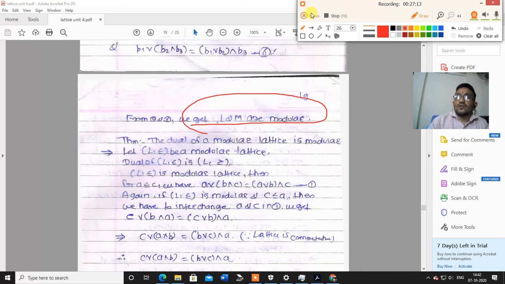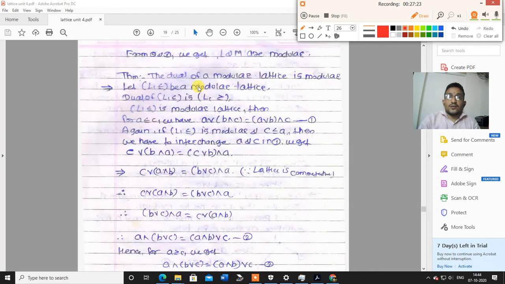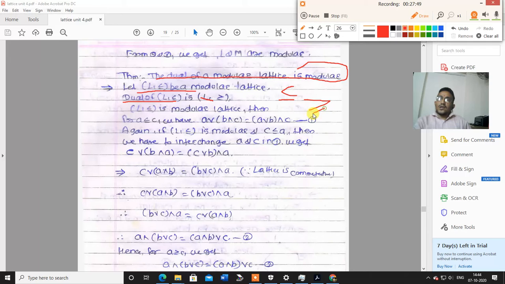And the dual of a modular lattice is also a modular lattice. We show that the dual of a modular lattice is also a modular lattice. So let L be a modular lattice with relation less than or equal to, and the dual of L is given by the lattice with relation greater than or equal to. We know that the dual of less than or equal to is greater than or equal to.